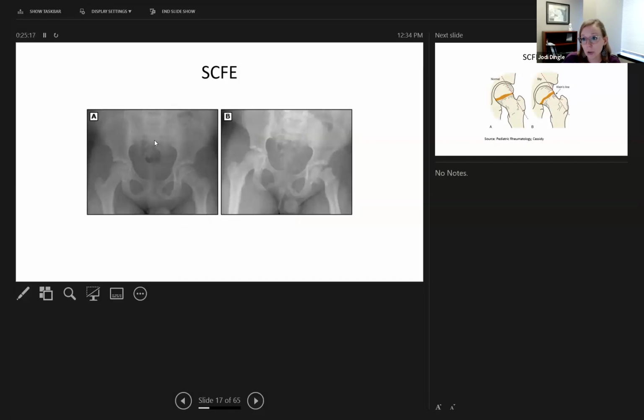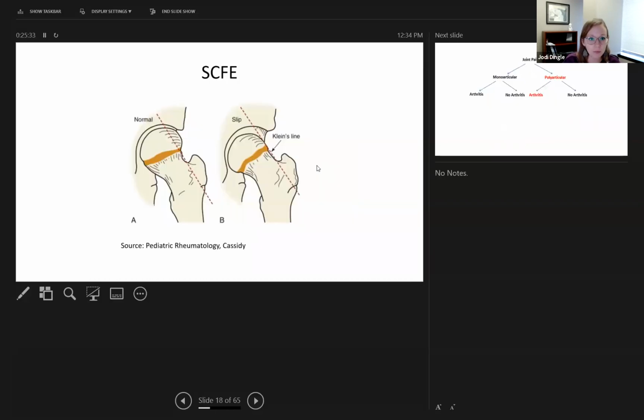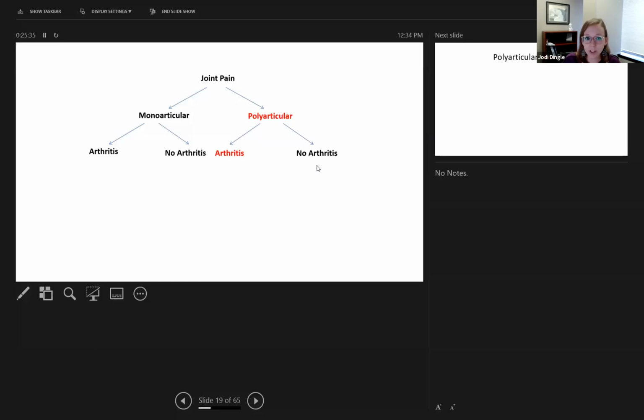If you see this, you call ortho right away. I saw one of these in clinic in fellowship, and called ortho, and they said, tell them not to bear weight and to come to the OR in the morning. So they will take care of it urgently. All right, questions about the monoarticular side of the tree? Anybody? All right, so we'll move on to polyarticular.